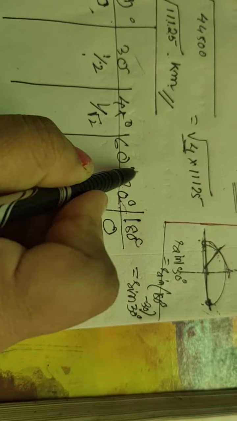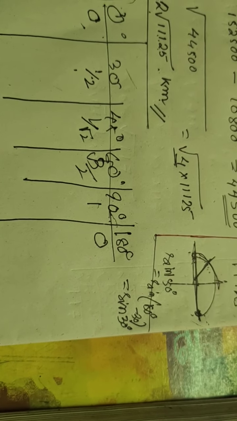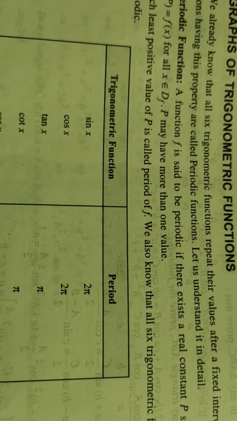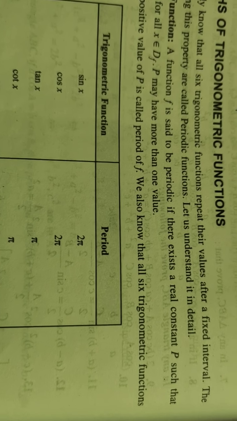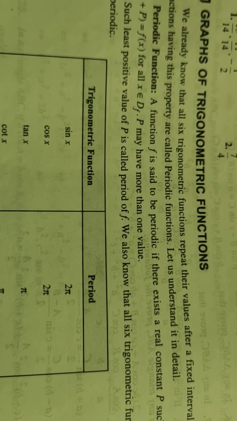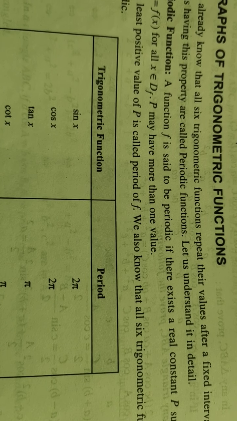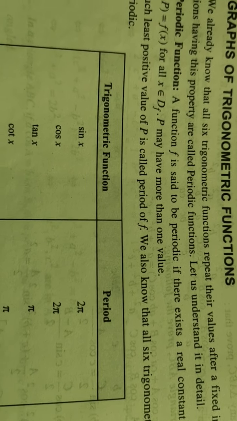So that is the meaning of the line that the trigonometric functions repeat their values after a fixed interval. It is true. The functions having this property are called periodic functions. Let us understand in detail what a periodic function is.